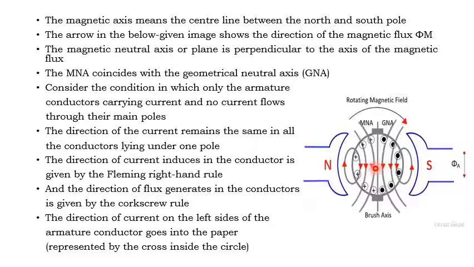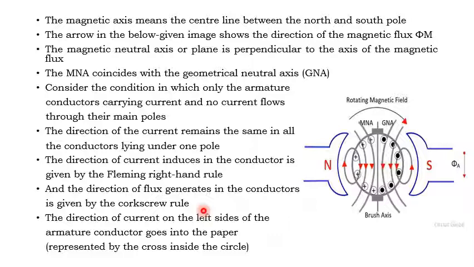Now, whatever be the direction of current, the EMF induced in the conductor is given by Fleming's right hand rule. You know Fleming's right hand rule. What it states is that there is a motion of the conductor, a direction of the flux lines, and a direction of the EMF induced. And the direction of the flux generated around the conductor is given by the corkscrew rule.